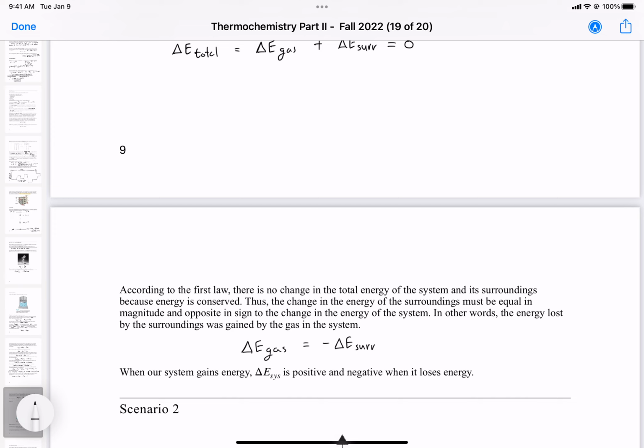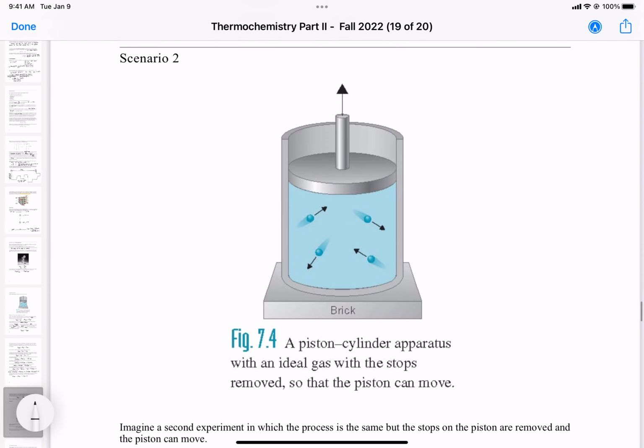Okay, so let's move on to scenario 2. Let's say now there's no latches or stops to hold the piston in place. So as we heat the gas, its pressure is going to push back on the piston and raise it. So this would be an example of constant pressure, because as we're heating the gas, the pressure is going up, but as the pressure goes up, it's going to be reduced as the volume increases. So we're maintaining a constant pressure throughout the system.